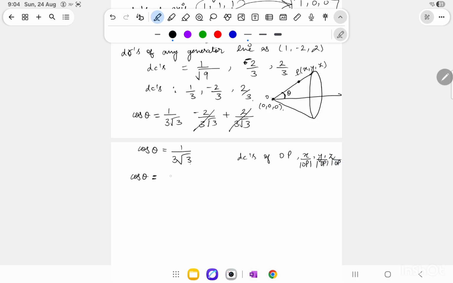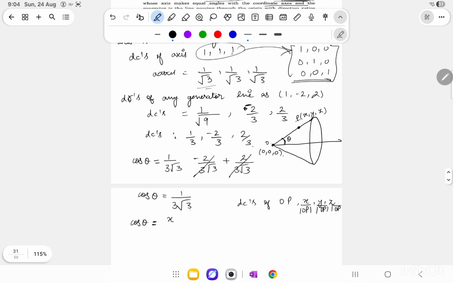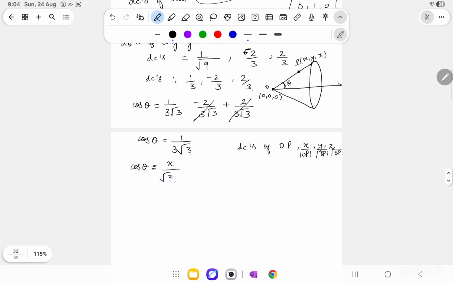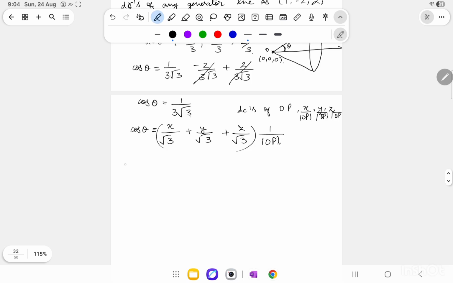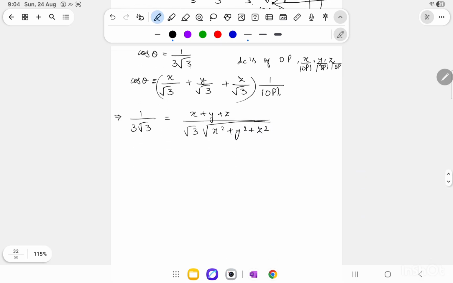So my cos theta again will be x by root 3 plus y by root 3 plus z by root 3, and the whole divided by distance OP. So I can compare these two values of cos theta. I'll get 1 by 3 root 3 equals (x plus y plus z) by root 3 divided by distance OP, which will be under root of x square plus y square plus z square, that we can calculate using the distance formula.